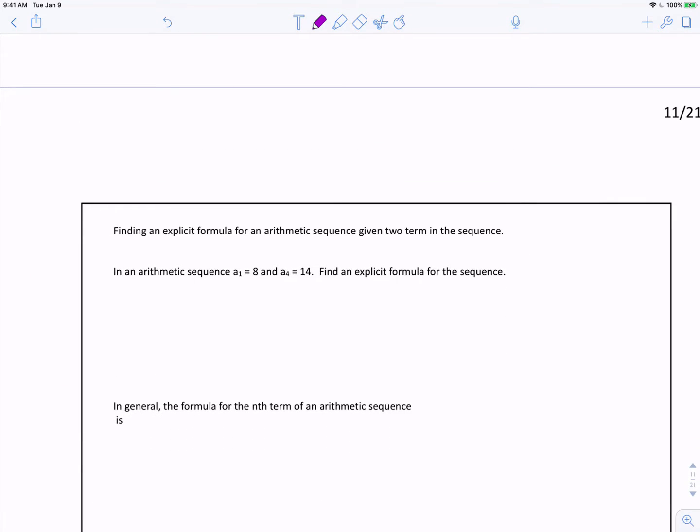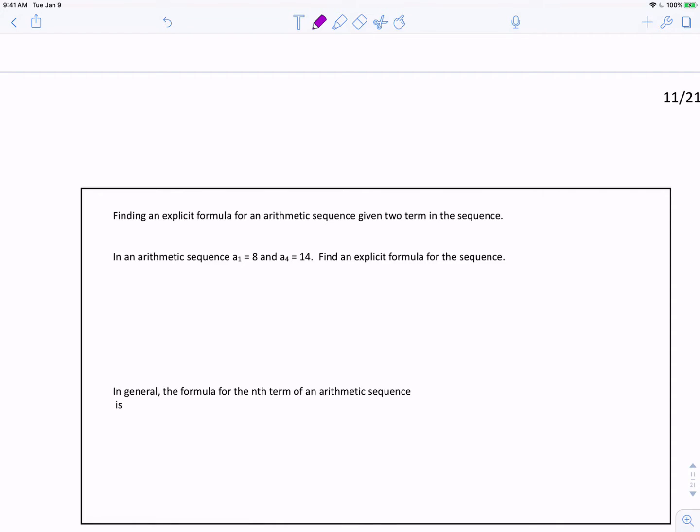Finding an explicit formula for an arithmetic sequence given two terms in the sequence. So in an arithmetic sequence, the first term is 8 and the fourth term is 14. Find an explicit formula for the sequence. So the first term is 8. The second term we don't know. The third term we don't know. But the fourth term is 14. And we would like to find an explicit formula for this sequence.